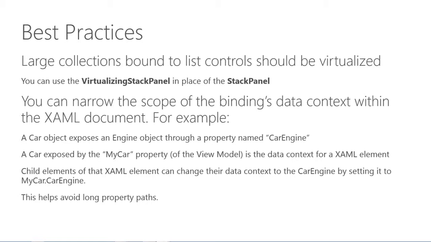You can narrow the scope of the data context within the XAML document. The example here is if you have a car object that exposes an engine object named CarEngine, then you can bind directly to MyCar.CarEngine, hopefully avoiding long property paths where required.